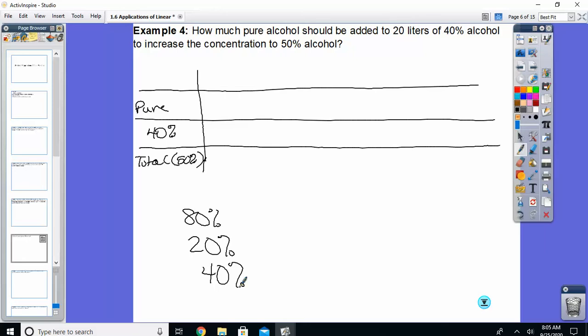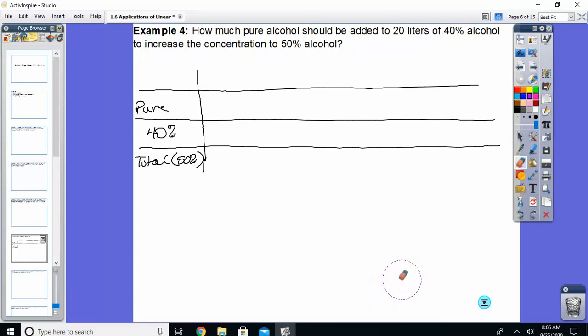If I said 5, 7, and 10, which one has to be the final? 7. So sometimes if the problem's worded funny, people kind of question which one is the total. It's just the one that falls in between the other two. Okay, you have to mix your highest and lowest to get something in the middle.